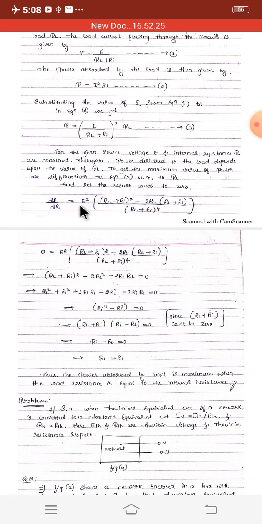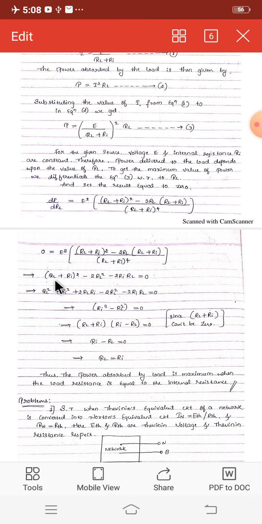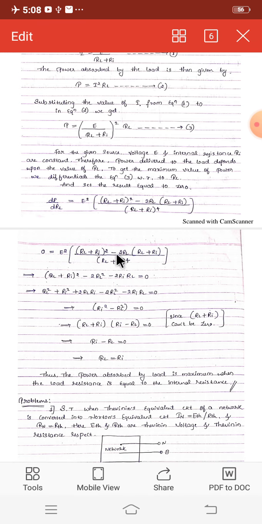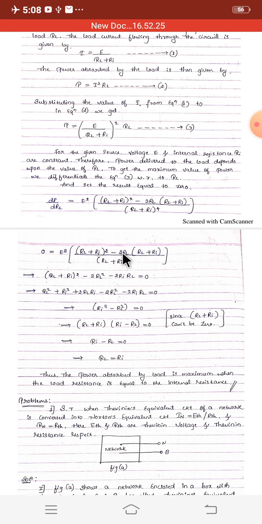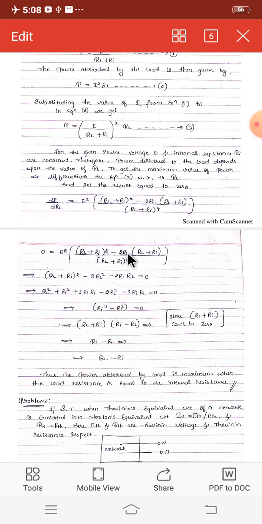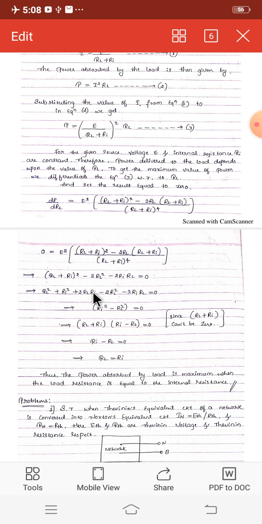Equals E² [(RL + Ri)² − 2RL(RL + Ri)] divided by (RL + Ri) raised to 4. Now, (RL + Ri)². This is minus 2RL, and minus 2RL into RL is minus 2RL². Minus into plus is minus 2RL Ri, means 2Ri RL, equal to 0. This into this is 0. Anything into 0 is 0.